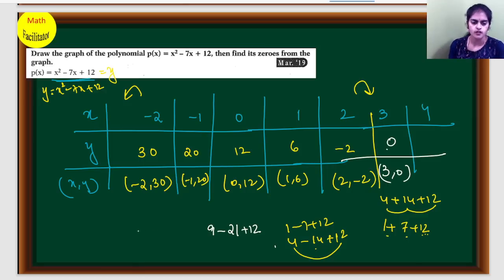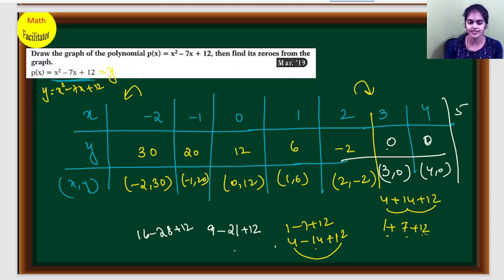If I am taking 4, so 4 square is 16 minus 4 sevens are 28 plus 12. So how much are you getting here also? So it is 16 plus 12, you get it as 28. So 28 minus 28, you are getting 0. So again, if I am taking x as 4, y will be 4 comma 0. So 2 zeros here itself you are getting. Okay, and if I take x as 5, let's see what happens. So 25 minus 7 5s are 35 plus 12. So here it is minus 10 plus 12. So you get a 2 here. So again, here it is increasing.